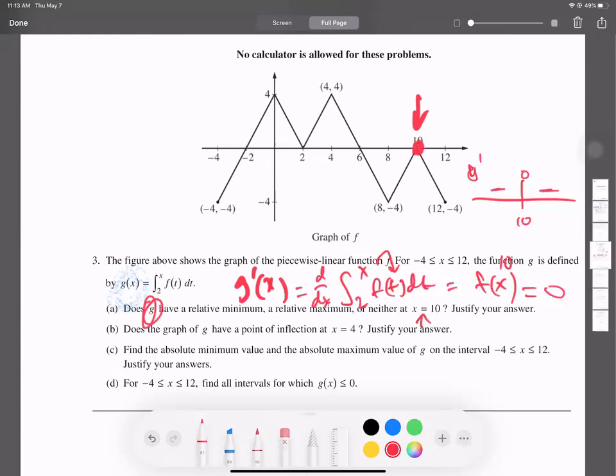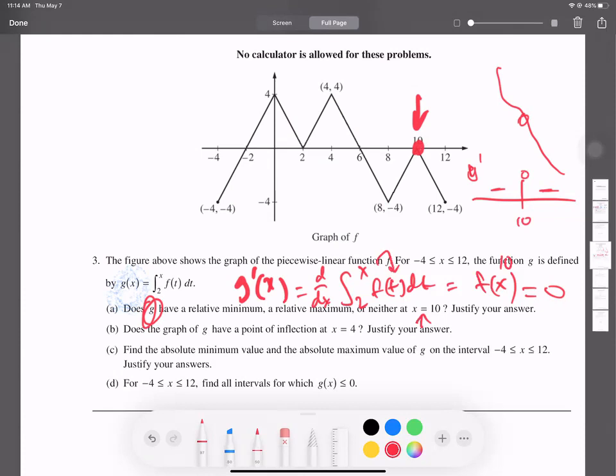So do we have a max or min or neither? This graph is going negative to negative. It's neither. And the reason why is there is no sign change at 10. 10 is a critical point, but there's no sign change.